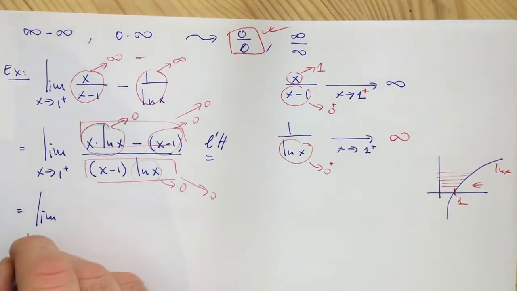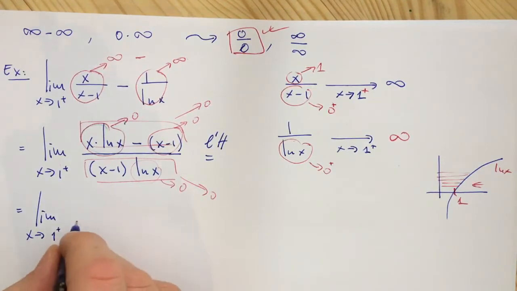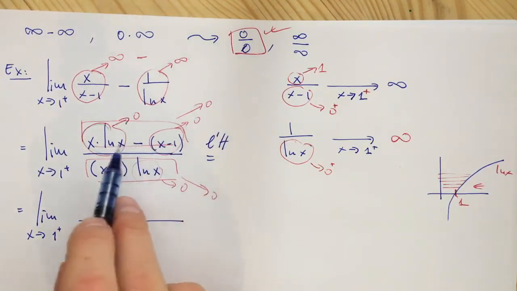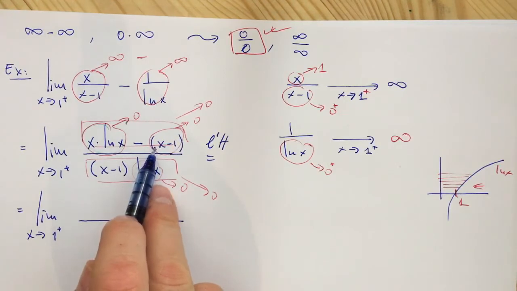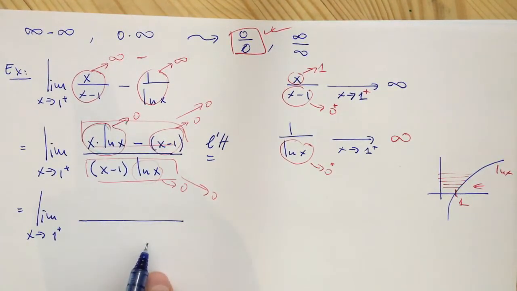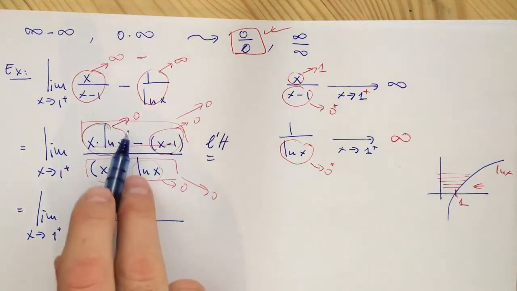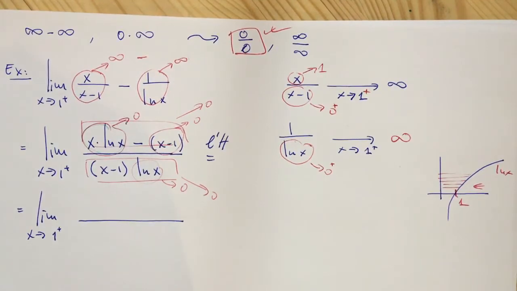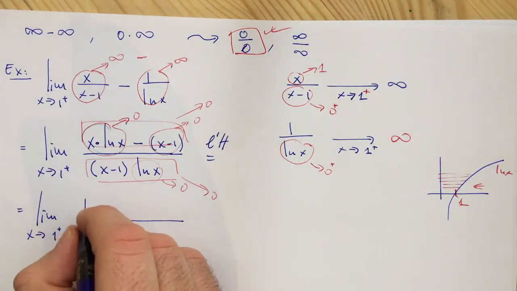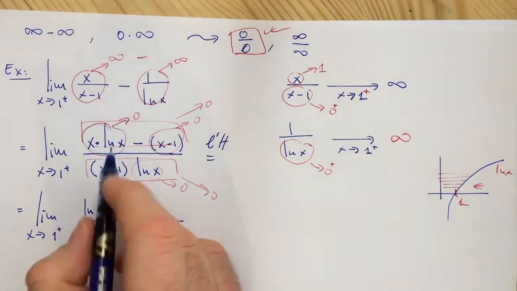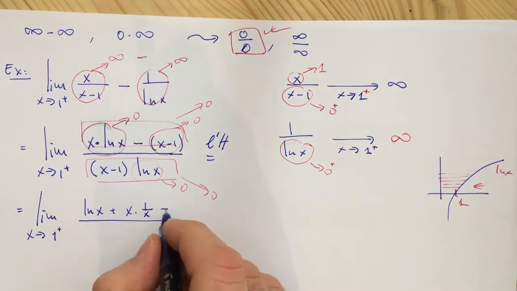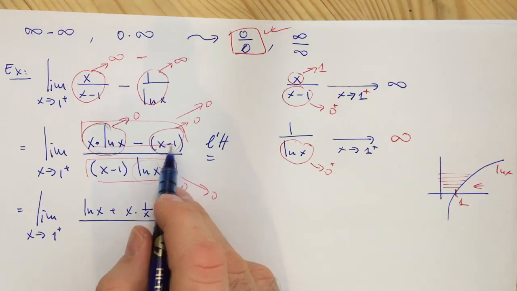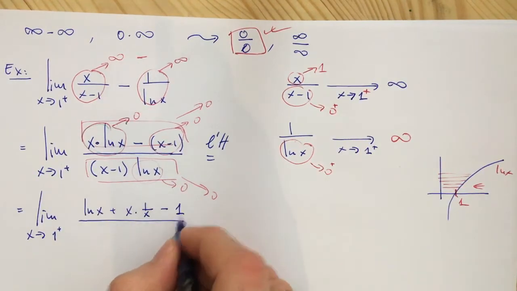So the L'Hopital rule says that if you have a 0 over 0 type of limit, you are allowed to take the derivative of the numerator and the derivative of the denominator, and the limit of the ratio is going to behave the same way as the limit of the ratio of the original expressions. So let's find the derivative. For this one here, we have to use the product rule. Derivative of x is 1 times ln of x, plus x times the derivative of ln of x, which is 1 over x, minus derivative of 1 is 0, derivative of x is 1, so minus 1.